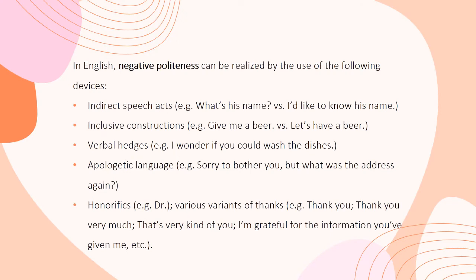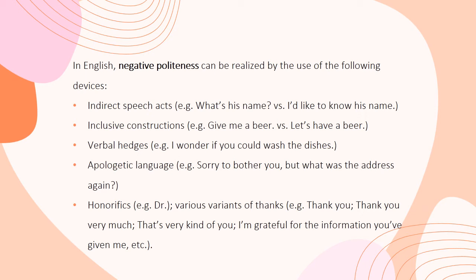In English, negative politeness can be realized by the use of the following devices. The first is indirect speech acts. For example, what's his name versus I'd like to know his name. The second is inclusive constructions. For example, give me a beer versus let's have a beer.